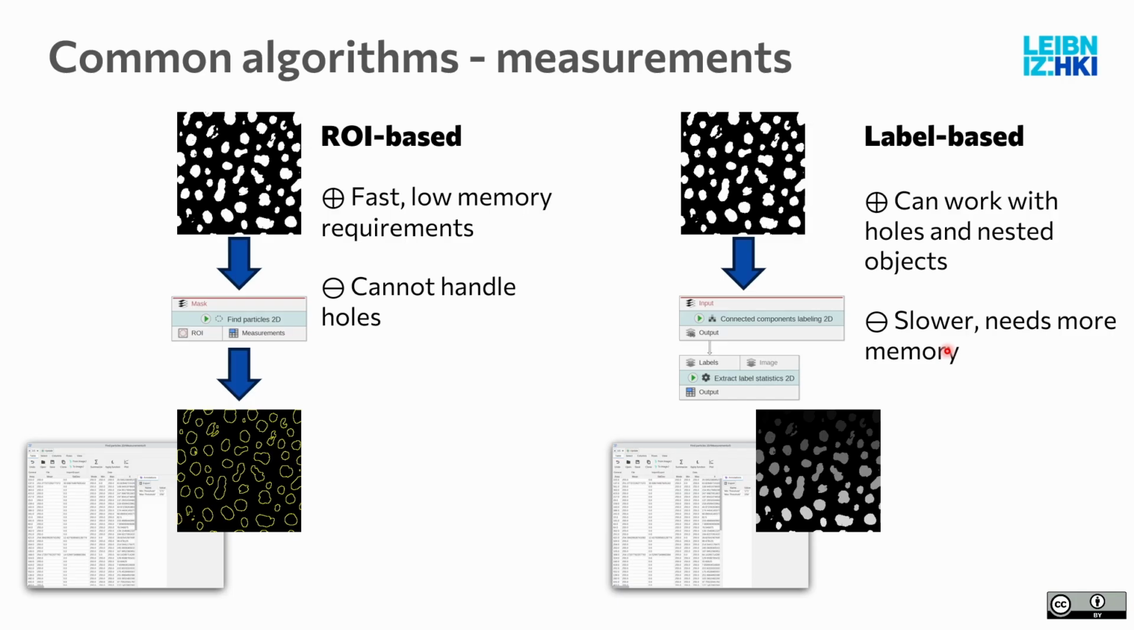JIPipe has many equivalent algorithms for labels versus ROIs. So you usually find something that extracts statistics from a region of interest as a dedicated node, and then you find the same thing also for labels. You see here this Extract Label Statistics. This is basically the main statistics extractor, while Find Particles 2D finds the measurements immediately. You need 2 steps here, but you get just a lot of benefits.